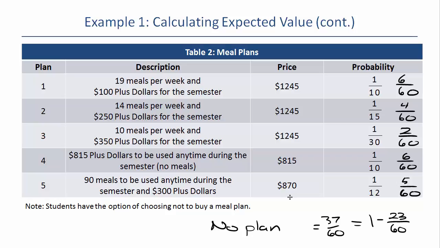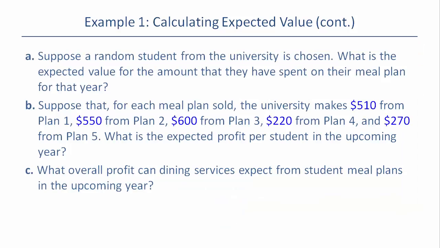So we have to multiply each of these numbers by their weights. And then that gives us what's called a weighted mean. So an expected value is just a weighted mean. That's all it is. It's the average amount of money that a student pays for a meal plan. And then for part B, we can kind of do the same thing.